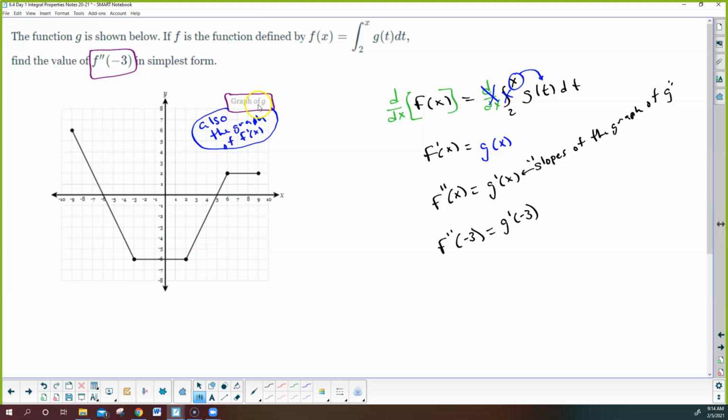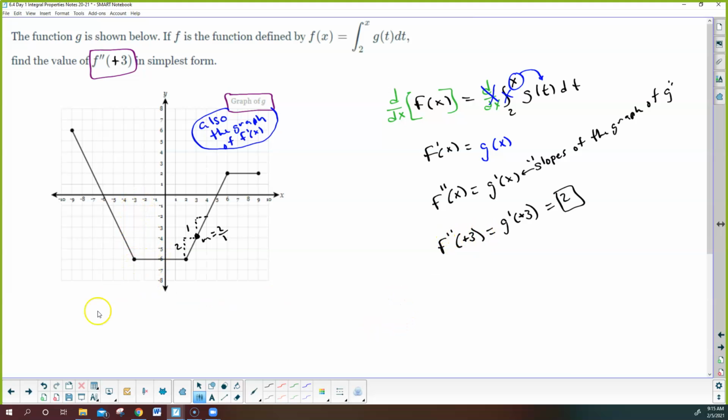So I'm going to take, this is the graph of g. I'm going to go over here to 3. Oh, sorry, -3. Actually, you know what? I want to change this. I want it to be +3. I like that better. So what is the slope at +3? The slope at +3 is the slope of this line. Up 2 over 1. So this slope is 2 over 1, which is function f double prime at 3.